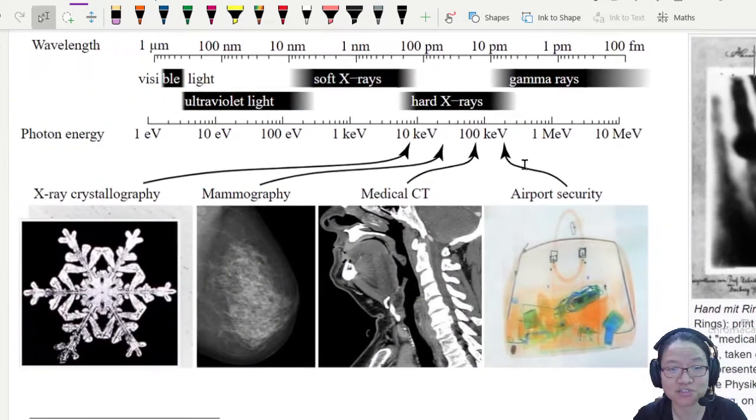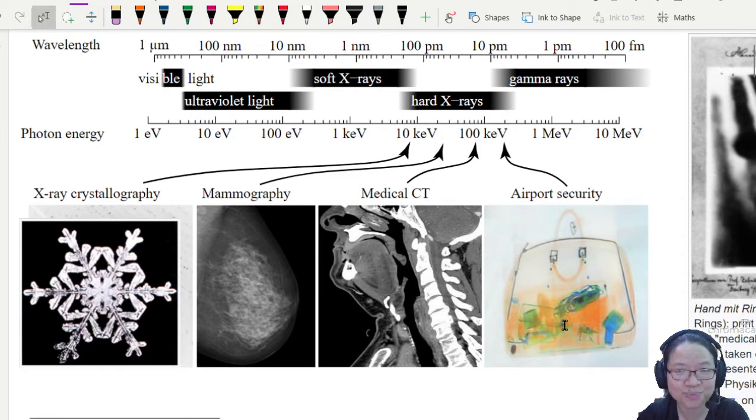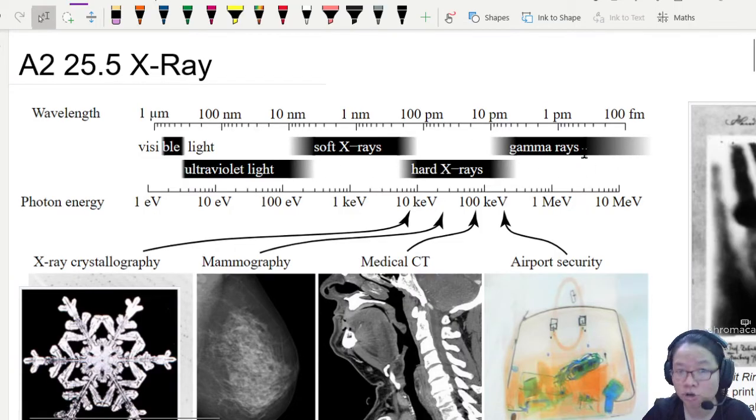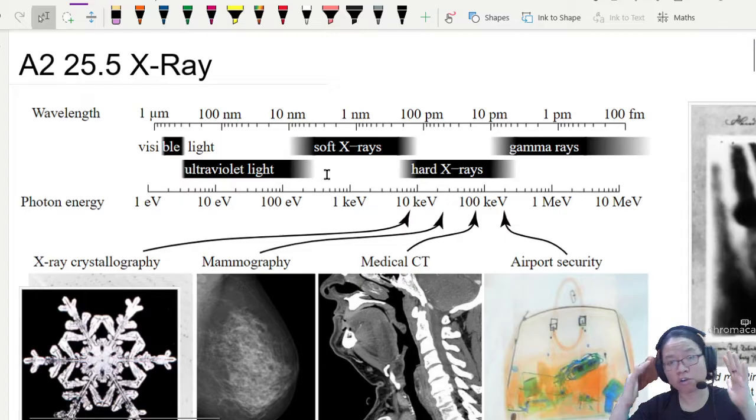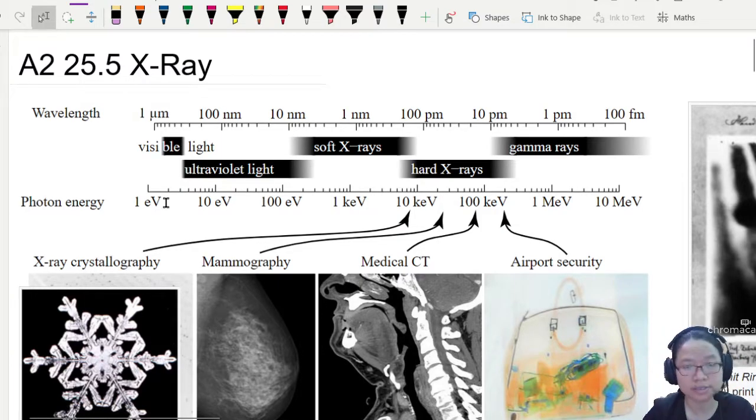The uses of X-rays, as you can see here: we use them for medical imaging, we can use them to study crystals, and we can use them for airport security to see if you bring any contraband with you. And of course, this is not the first time you have encountered X-rays. You have heard about what an X-ray is when we talk about the electromagnetic spectrum. All right.